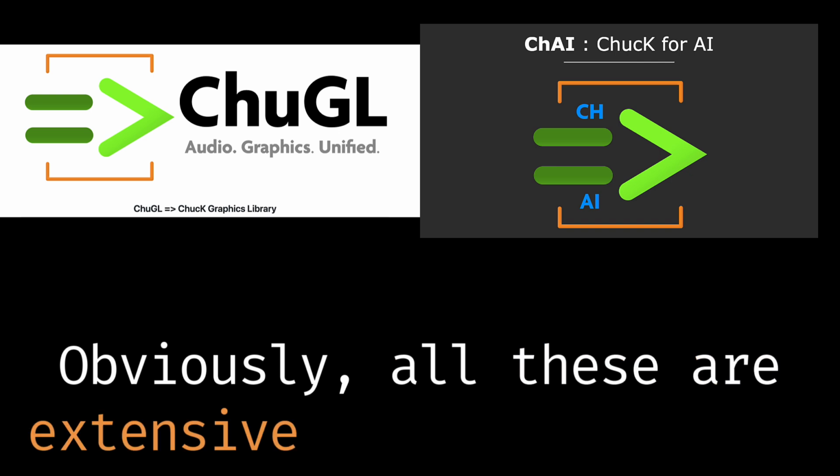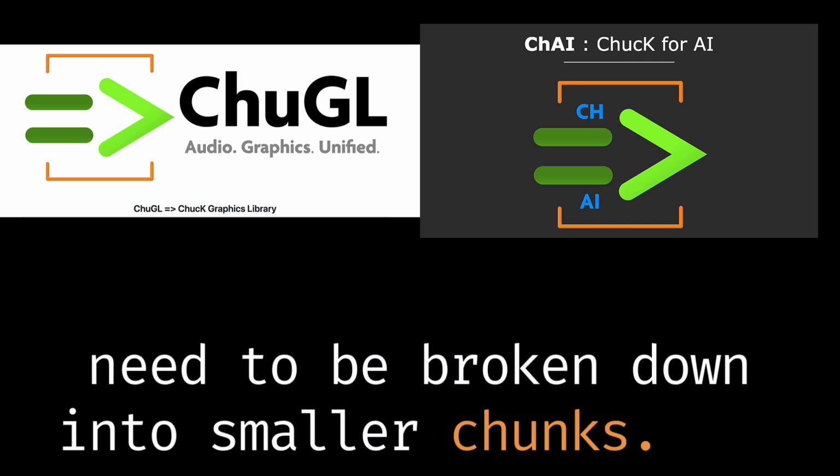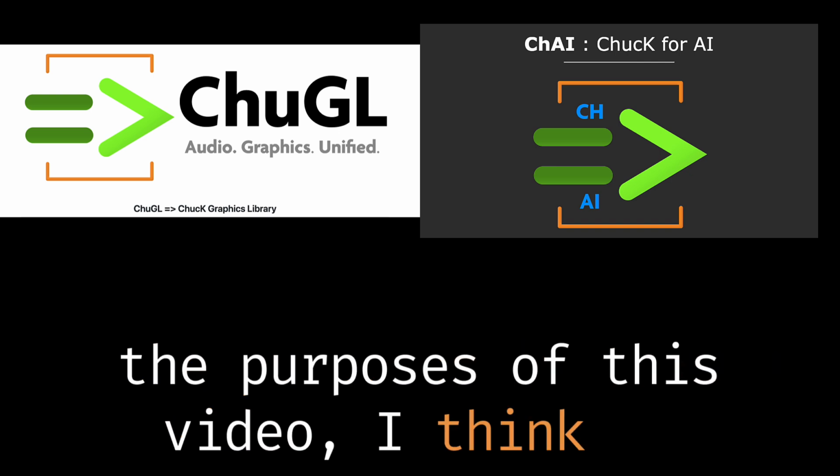Obviously, all these are extensive topics that will need to be broken down into smaller chunks. For the purposes of this video, I think we accomplished what we set out to do. In this video, we learned about unit analyzers in ChucK, which we call UANA. We learned how they are different from regular UGens, we learned how to connect them up inside a ChucK graph, and we learned how to view the results of their analysis.